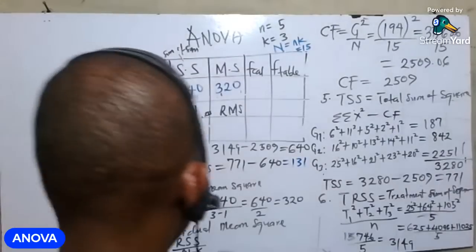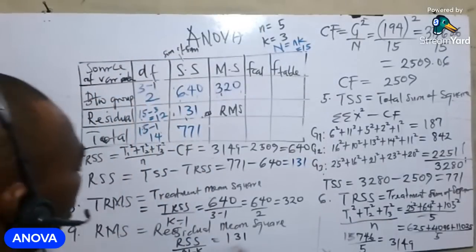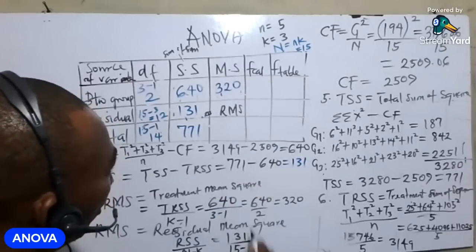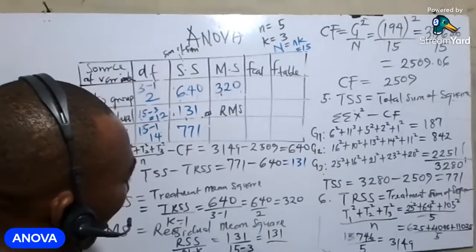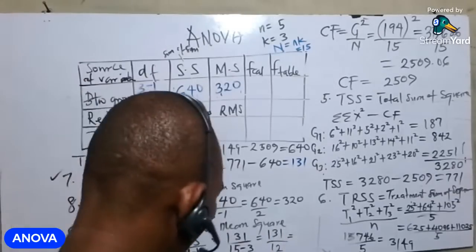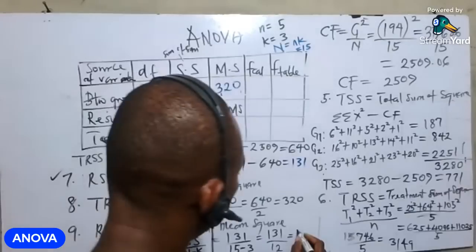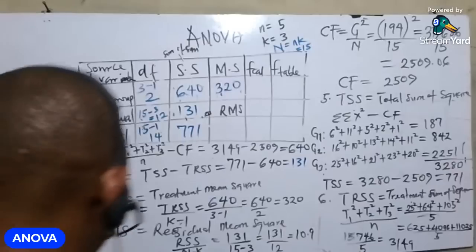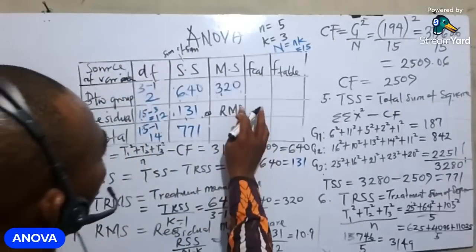So this is 131. This is our RSS, to be divided by our capital N, which is 15 minus 3. So this is 131 to be divided by, take this away, that is 12. So that's 131 divided by 12. That will give us 10.9. So that is our RMS, 10.9.